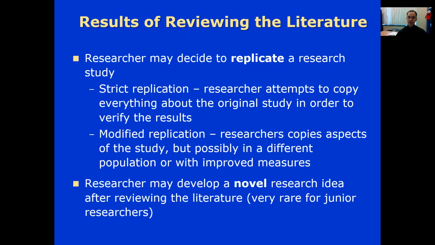Or there might be a modified replication, where the researchers copy aspects of the study, but possibly in a different population or with an improved measure. It could be, for example, looking at the effects of resistance training on one population when you read it in the review, but you decide to do it on a different population. You're still using a similar exercise protocol, but you have now determined if it would affect a different population, such as one study may have used males, another study may use females.